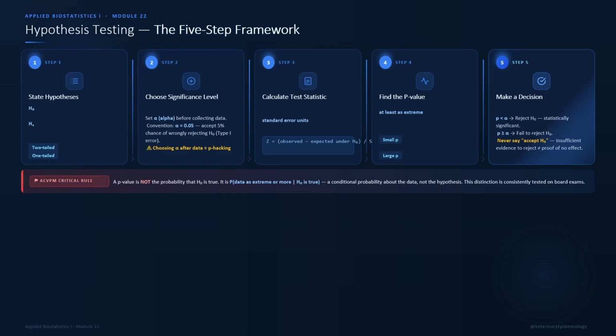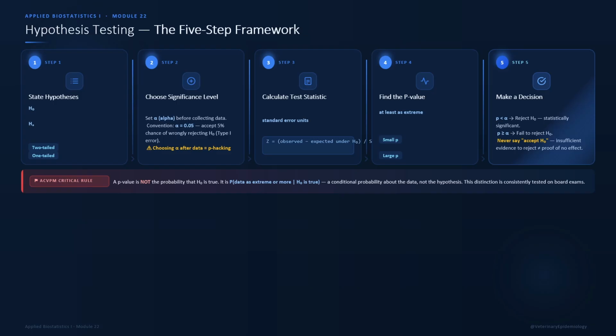Hypothesis testing can feel intimidating, but it's really just a 5-step recipe, and once you know the steps, it's the same every single time. Step 1, state your hypotheses, the null and the alternative. Step 2, pick your significance level, your alpha, and crucially, pick it before you collect any data, never after, because choosing it afterward is p-hacking. Step 3, calculate your test statistic. Step 4, find your p-value. And step 5, make your decision.